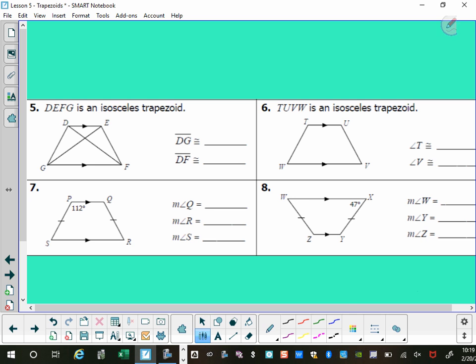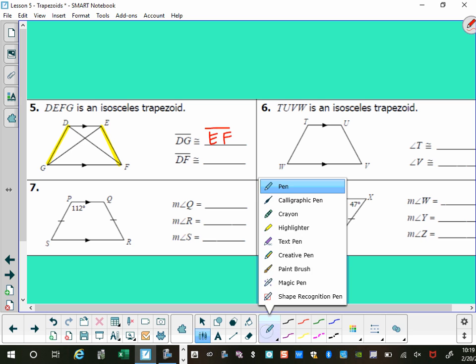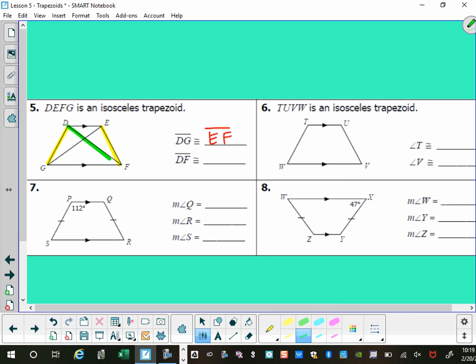All right, DEFG is an isosceles trapezoid. So when it's isosceles, that means that DG is going to be congruent to what other side? EF. Don't get confused with parallel, because it's not parallel. If it kept going, you'll run into each other. But it is congruent. So DG is congruent to EF. And so DF, which is this guy, is congruent to what? EG.